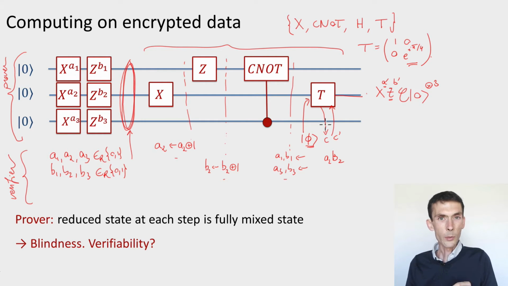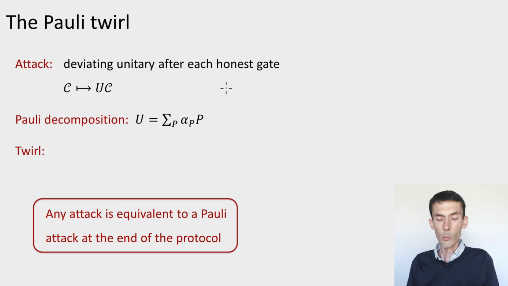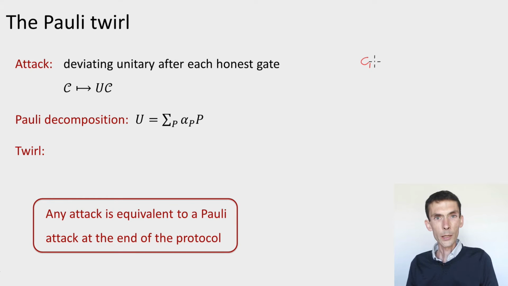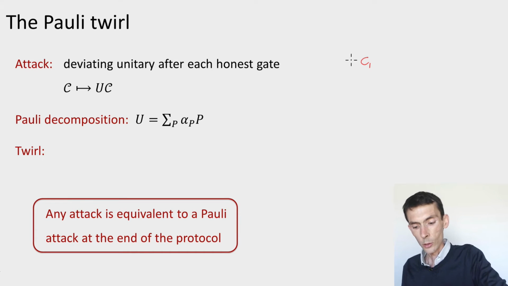There are 2 steps in order to understand the kind of attacks that are possible for the adversary, where by adversary I just mean malicious prover. The first step is the reduction from general attacks to Pauli attacks. So what's a general attack of the prover? What we can always imagine is that this prover always does the correct thing, which is apply the gate that it's supposed to apply in the circuit, followed by some deviating unitary, some kind of operation that it's not supposed to be doing. So let's call it U1.